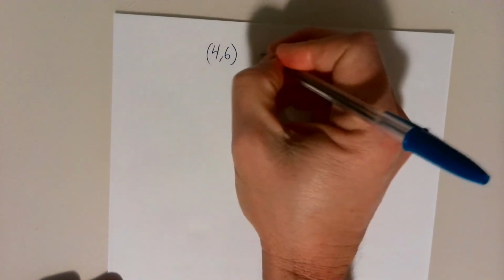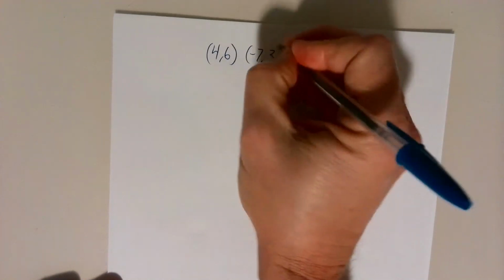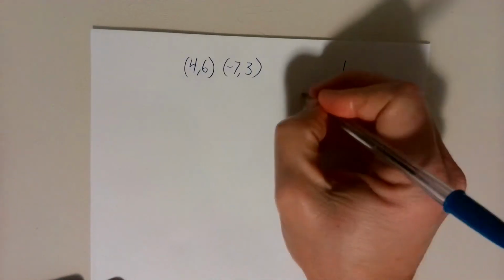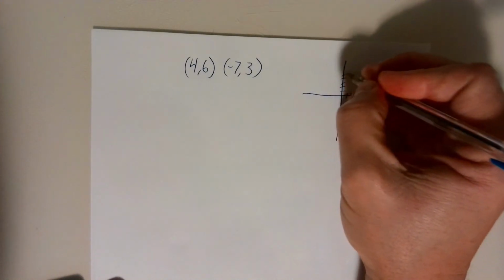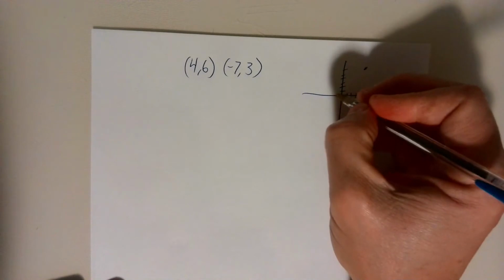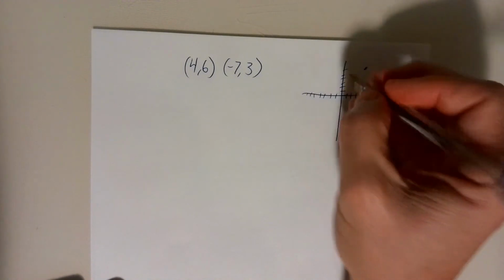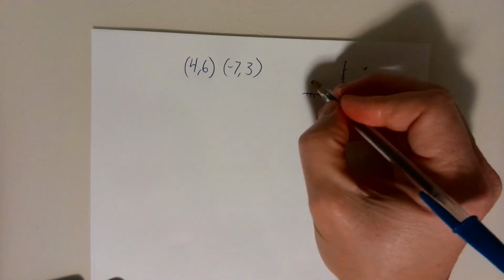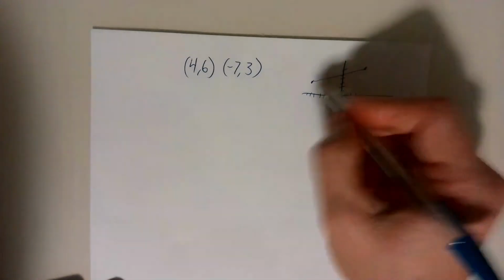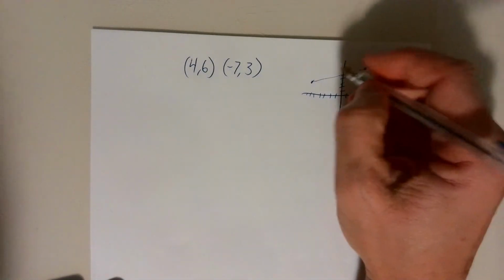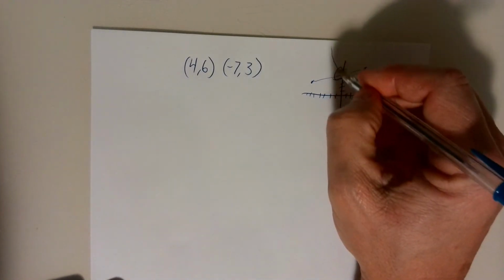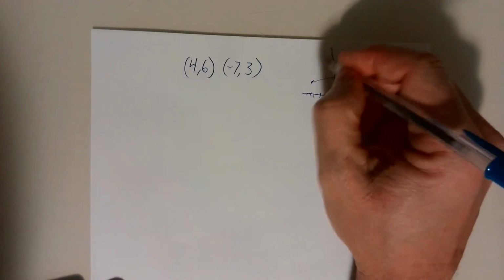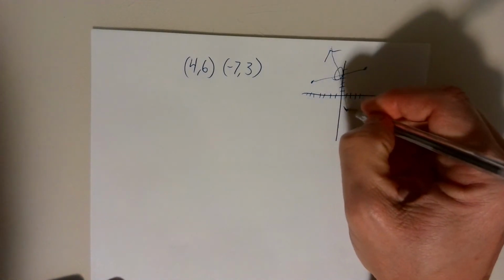So I got 4, 6, and negative 7, 3. And let's go and draw this in. So 4, 6, 1, 2, 3, 4, 5, 6. And negative 7, 1, 2, 3, 4, 5, 6, 7, and 3. And so this is what I got. So there's the segment itself. So a perpendicular bisector of that segment has to go through the midpoint and has to be perpendicular to that. So what I'm looking for is this line right here.